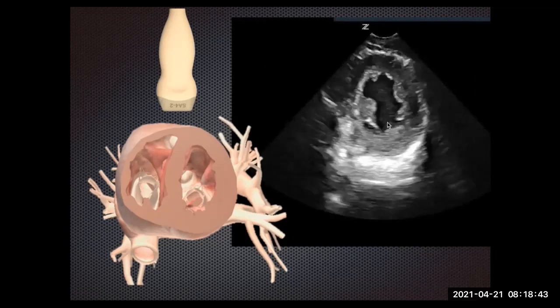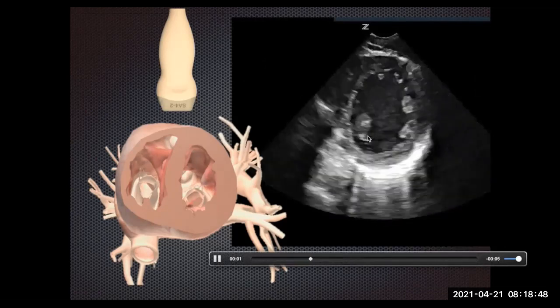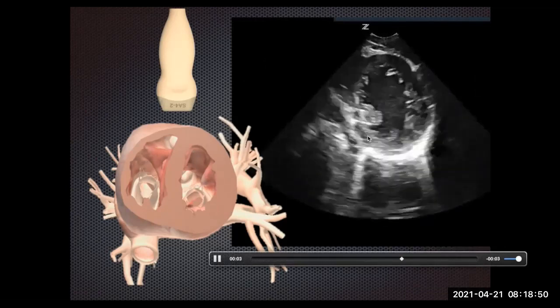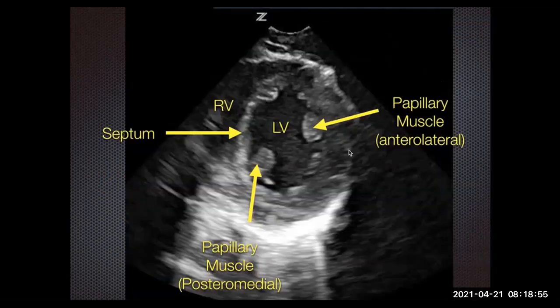So the papillary muscle should show up, and this is really the view that we're trying to obtain in the parasternal short axis. And the anatomy will go over as such. What you have is the left ventricle on the right-hand side of the screen, and the right ventricle on the left-hand side, the septum being right here. Ideally, the ventricle, in the absence of pathology, should look fairly round and concentric. And then you have your anterolateral papillary muscle over here, and your posteromedial papillary muscle over there.